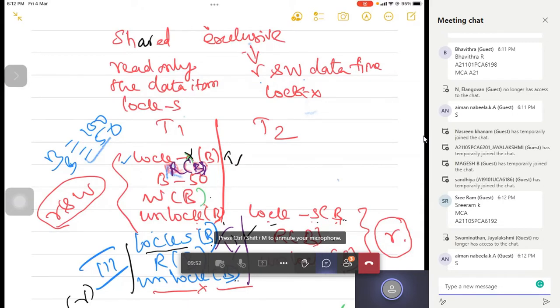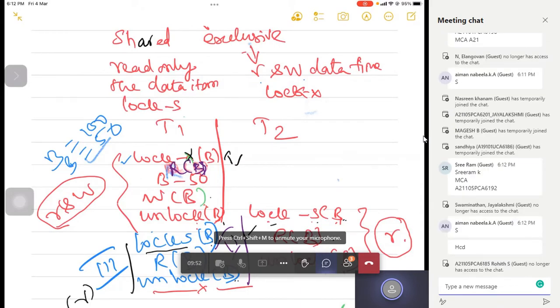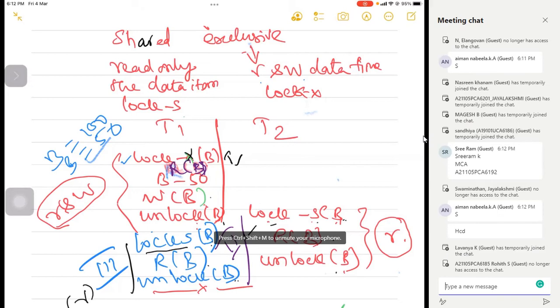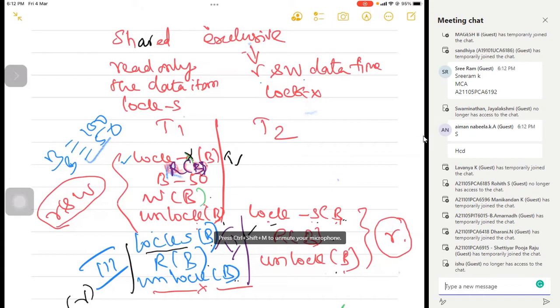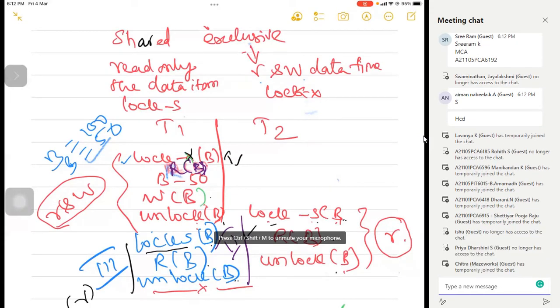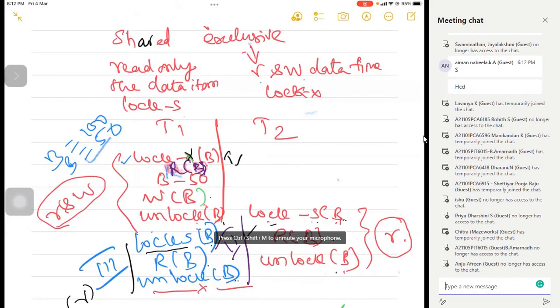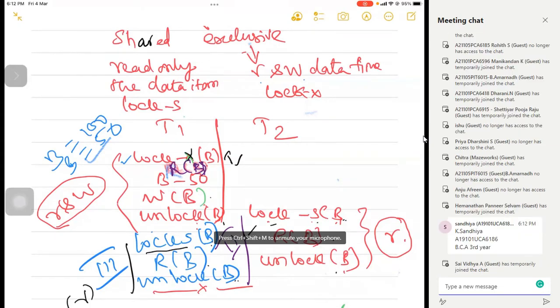Lock-X of B. In the transaction, B is the record name. Read B. Before you read it, first you lock it, then read it, because read-write operations may conflict, and concurrent reads, unrepeatable reads, may be possible. So first you lock that account, then you read B, subtract 50, write it and unlock it. Once it is unlocked, the other transaction can use it.